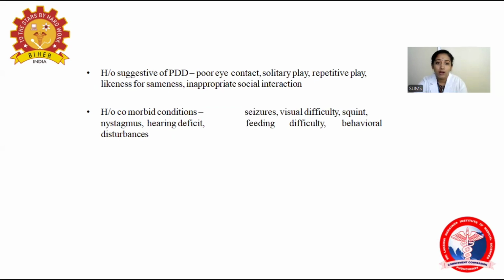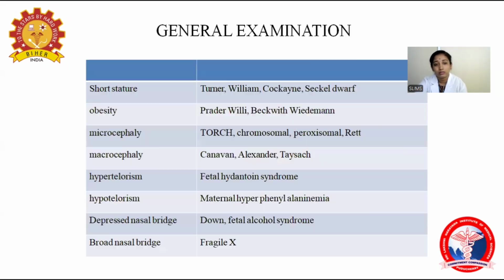And next, we have to ask whether the child had any comorbid conditions. In the eyes, any vision difficulties, any squint, nystagmus. In the ears, whether the child is having any hearing deficit. Next, in the CNS, ask about any seizures, any feeding difficulty, behavioral disturbances.